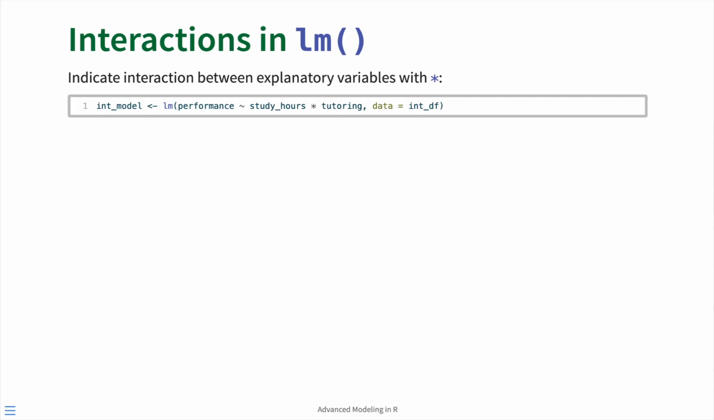Now, to include something like this in a linear model in R, we can indicate that explanatory variables contain an interaction. And the way we do this is when we're specifying the model formula, instead of using the addition operator, the plus symbol between explanatory variables, we can use the multiplication symbol, right? The asterisk that you see here, which indicates that these two explanatory variables should be included with a possible interaction between them.